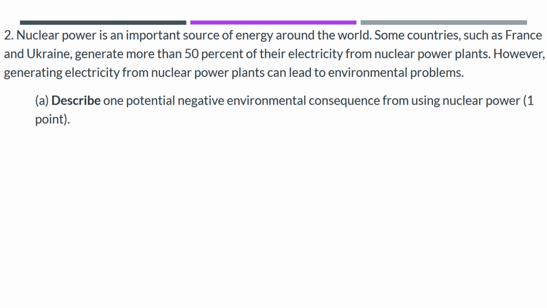Moving on to number 2. Nuclear power is an important source of energy around the world. Some countries such as France and Ukraine generate more than 50% of their electricity from nuclear power plants. However, generating electricity from nuclear power plants can lead to environmental problems. A. Describe one potential negative environmental consequence from using nuclear power. And this is worth 1 point.